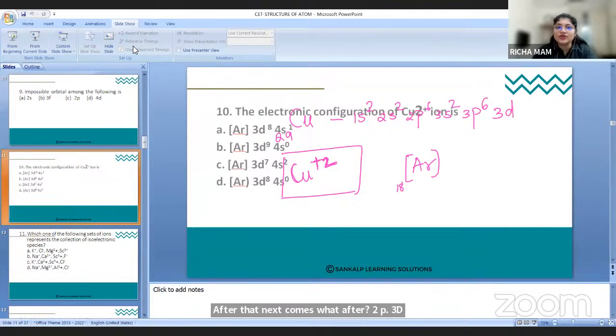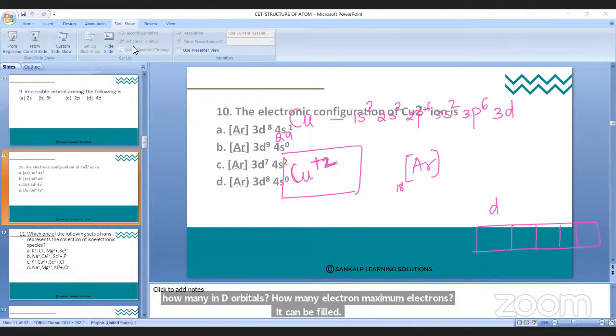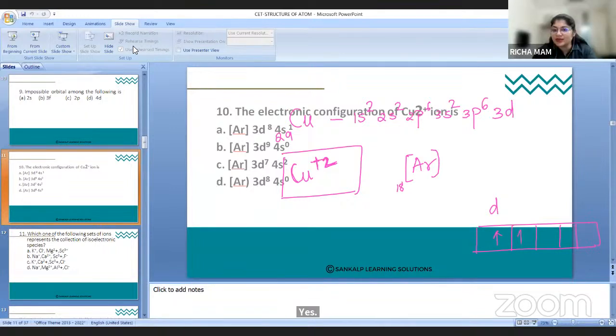Okay, so next electrons will enter into 3d orbitals. How many maximum electrons can be filled in d orbitals? Yes, 10 electrons. Very good. So the maximum number of electrons that can be filled is 10.